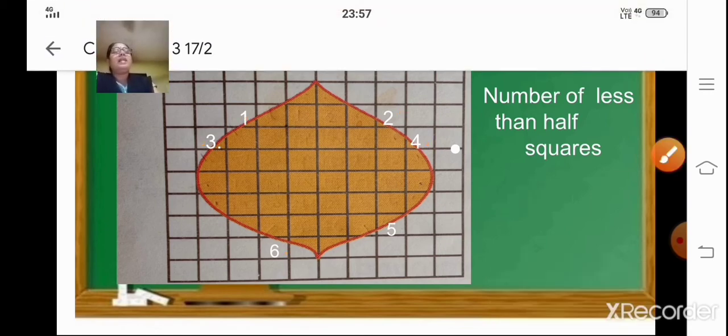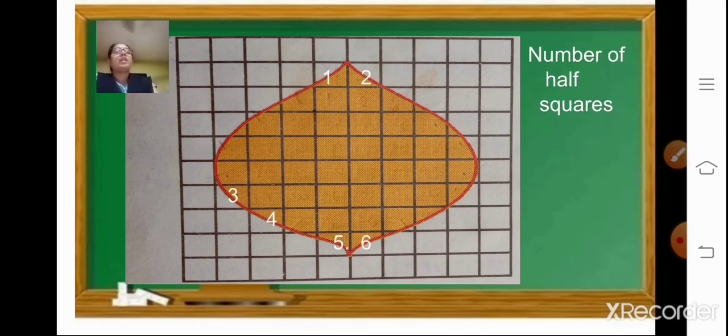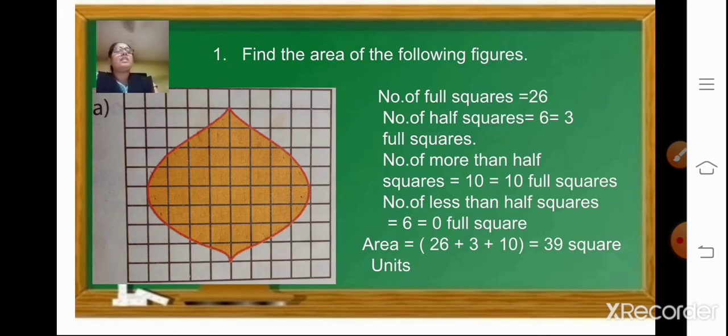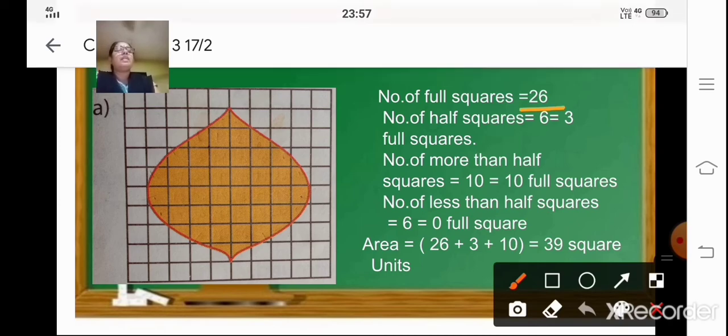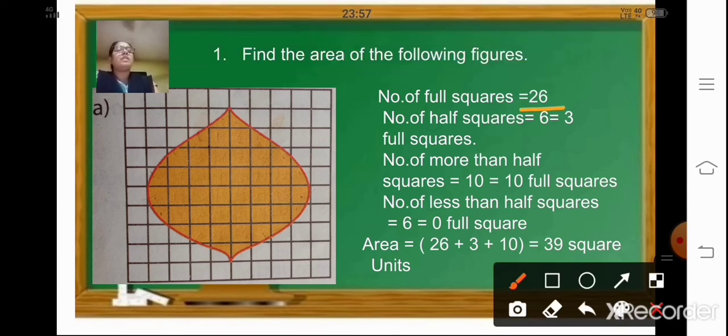So when we just add all the squares, yes, that is full squares is 26. If we add all of it, put it together, 26. Half squares was 6. So when we put 6 half together, it will be 3. Yes, 3 full squares. And more than half squares is 10. So if a square is covered more than half, it is considered as a full square. So that means 10 full squares. And number of less than half squares is 6. So it is 0. We will not take into consideration. So 26 plus 3 plus 10, that is equal to 39 square units.